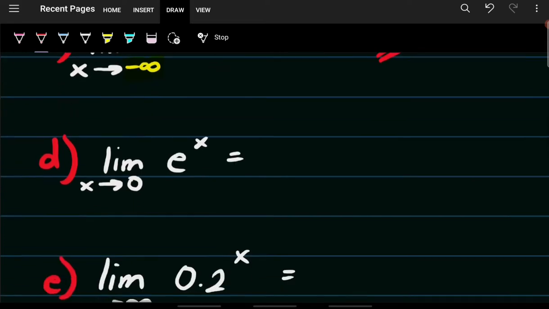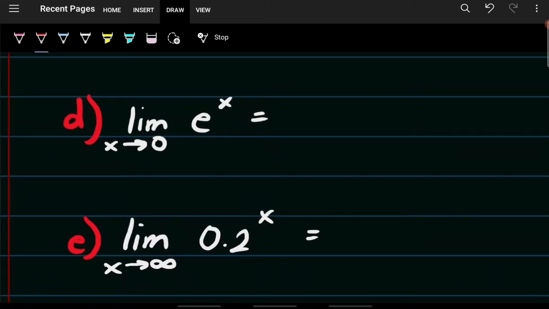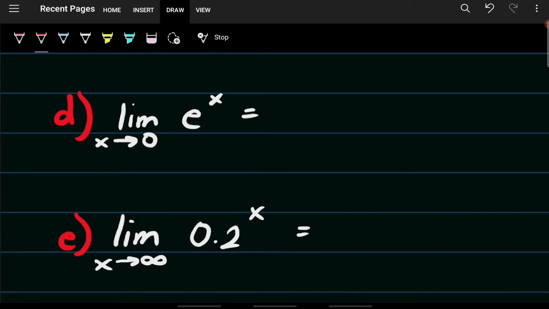Next, how about example letter D? How about the limit of e raised to x? That's Euler's number, guys. And then x approaches 0. So right now, x approaches a specific number, guys. Let's apply direct substitution. This one will give us e raised to 0, the value of a. So again, e raised to 0 is equal to 1. That is according to the limit laws.